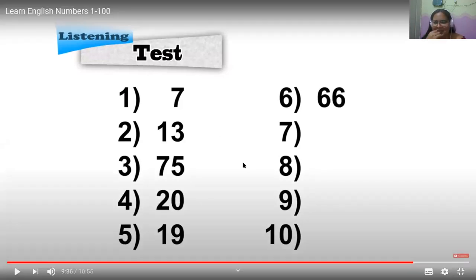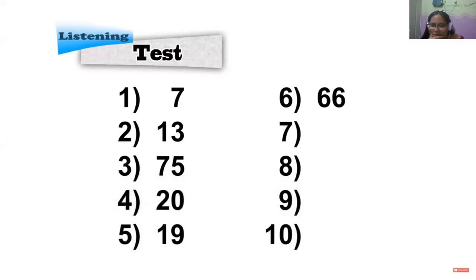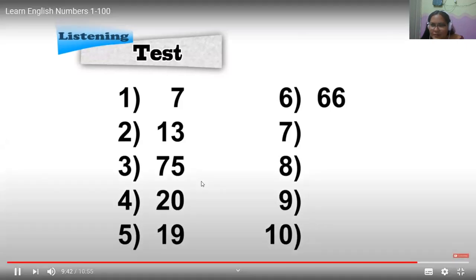Oh, I show you the number. I show you the answer. 66, very good. That's the number. Number seven, 33. That's right. Very good. 33. Good, good, good. Okay, you should write 33.